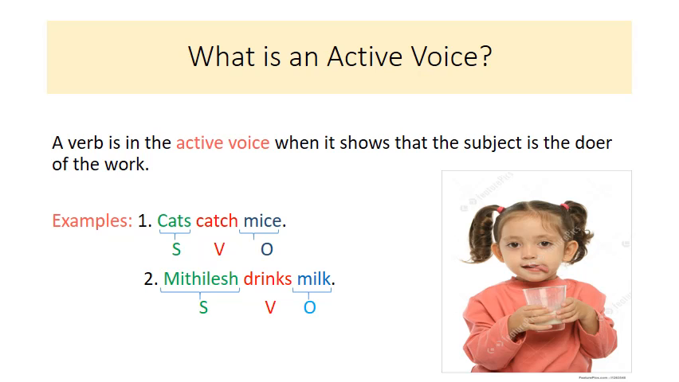The next example on the screen is Mithilesh drinks milk. And here Mithilesh is the doer. It means Mithilesh is doing the work of drinking milk. As Mithilesh, the subject is the doer of the work. So again here the form of the verb is in the active voice.